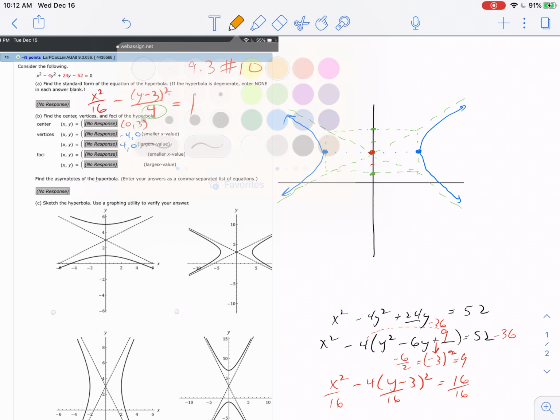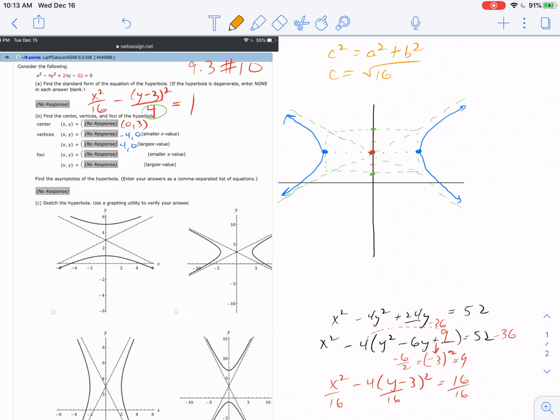So then last thing we have to do is find the foci, and that's going to be c squared equals adding the two denominators together. So the square root of 16 plus 4 is the square root of 20, which you can type in. WebAssign will take it. But if you do 4 times 5, you can write 2 root 5 as the simplified.